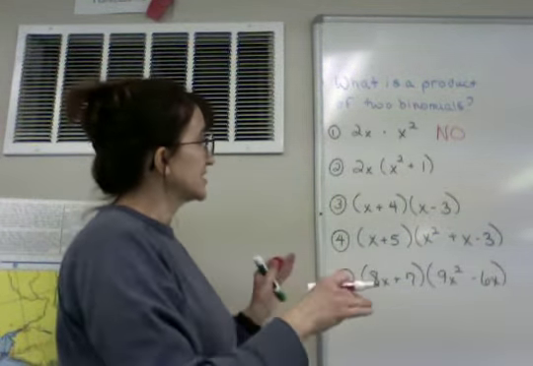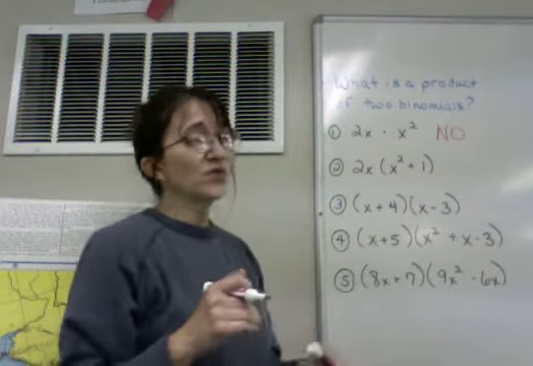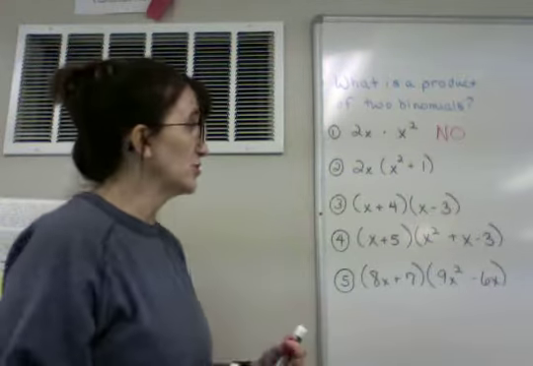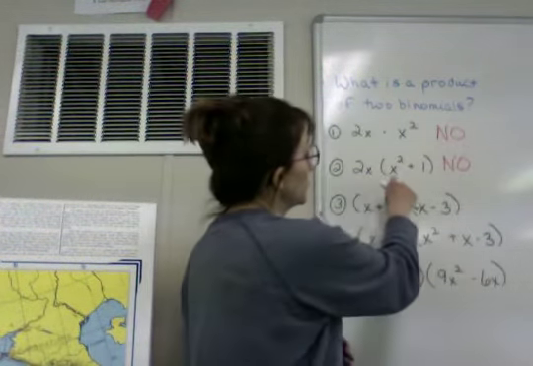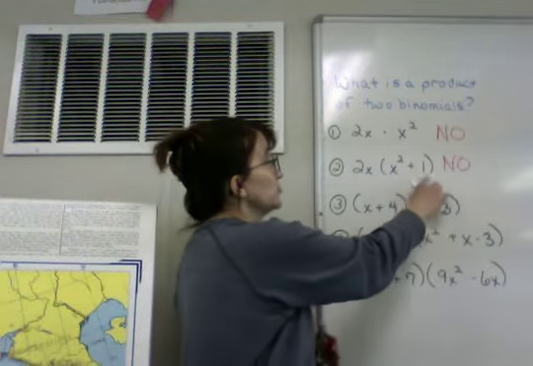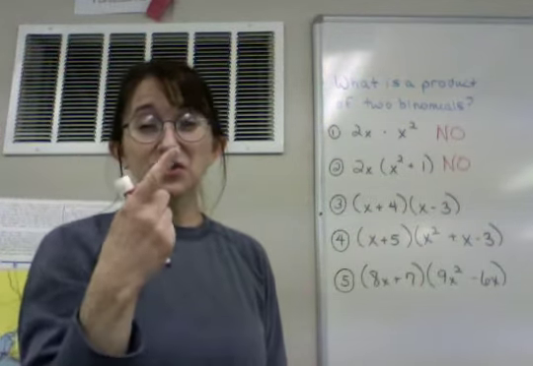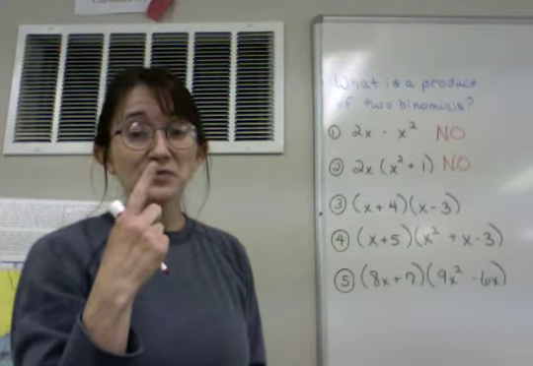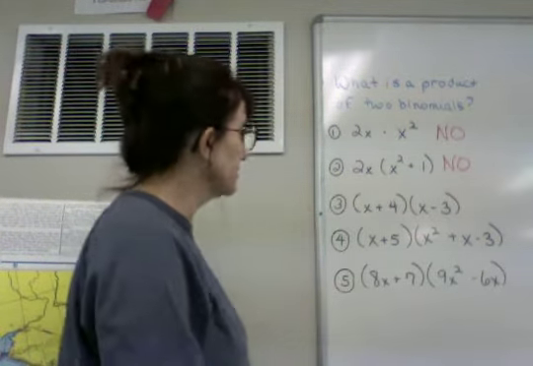Now let's look at this. Is 2x multiplied to x squared plus 1 a product of a binomial? Well, that again is a no. That's a monomial. This is a binomial. A binomial has two terms in it. Or if you maybe learned it in 6th or 7th grade, a plus or minus makes it a binomial. That's just how I remember kids doing it.